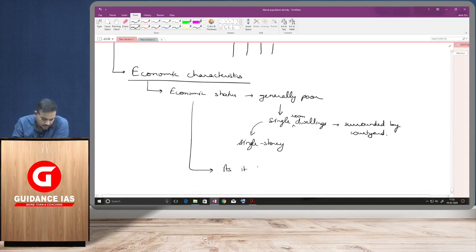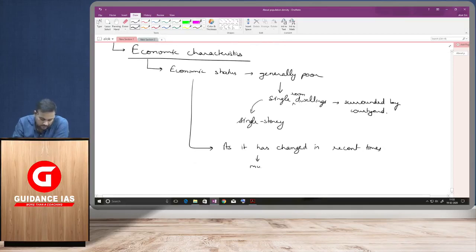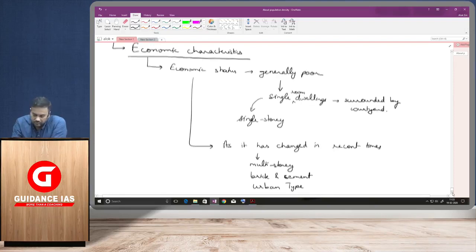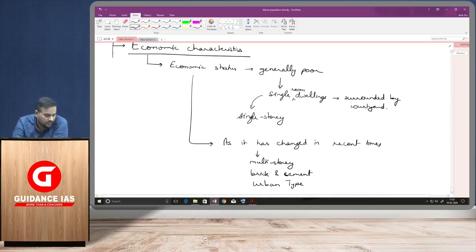As it has changed in recent times, houses are now becoming multi-story, made up of brick and cement and more urban type. Okay. So the economic characteristics is playing what? It is playing a very, very important role.